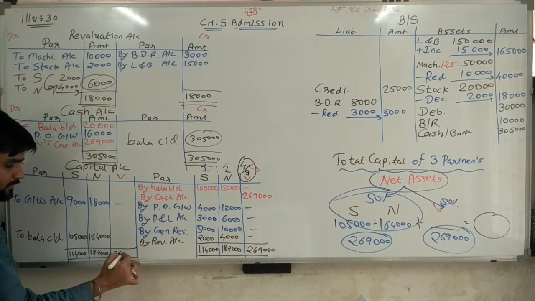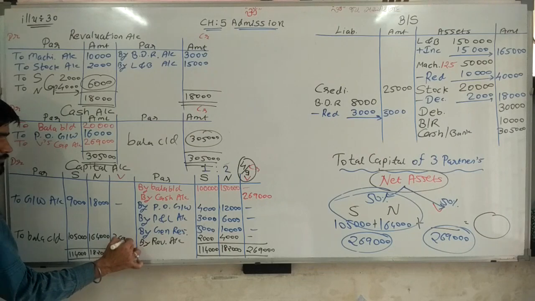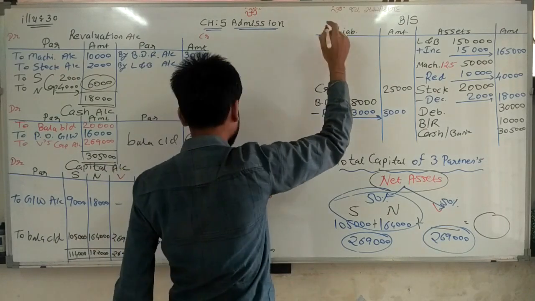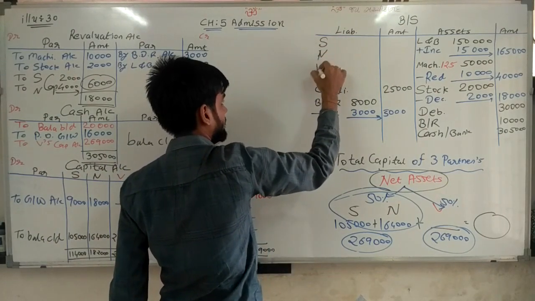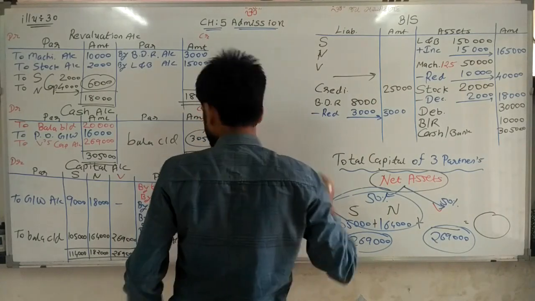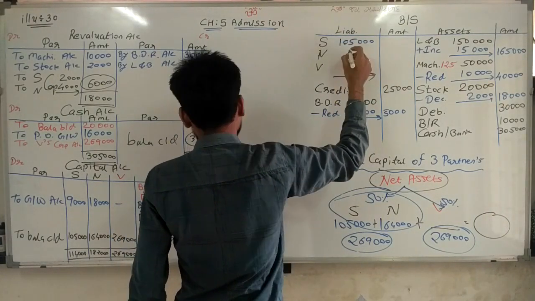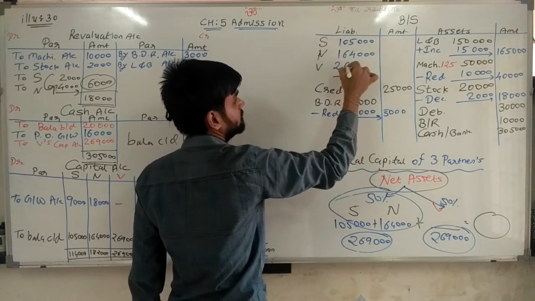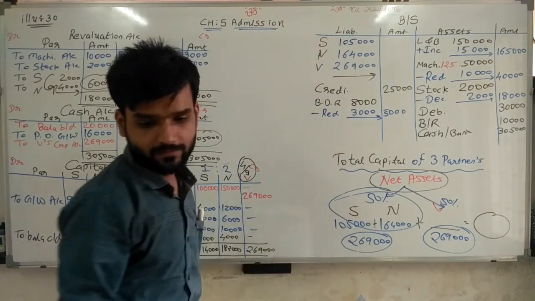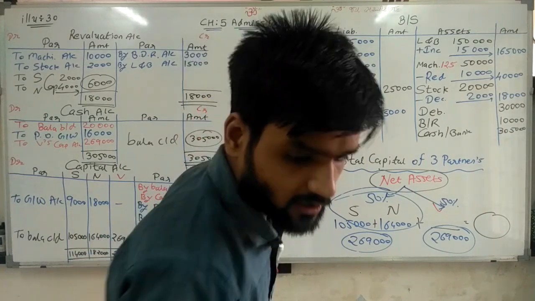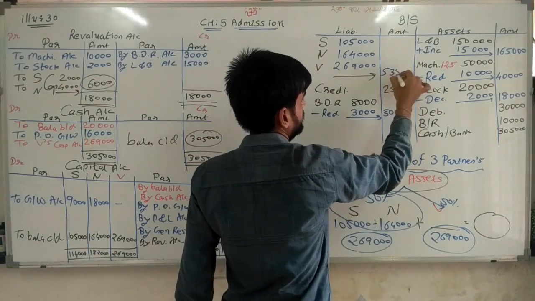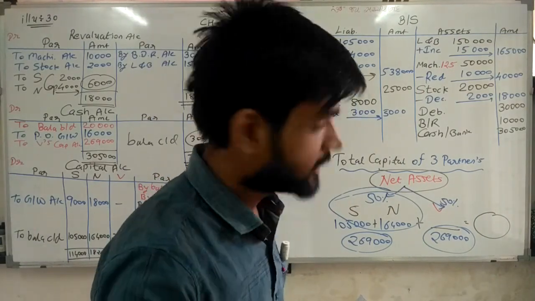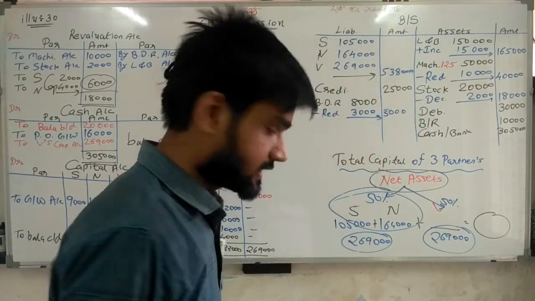269,000 is the balance credited, but credit is here, so we have to write here S, N and V: 105,000, 164,000, 269,000. So the total of these three, if we make the total, our answer is 538,000. 105, 164, 269 makes 538,000. 25,000 and 5,000 as it is. Total of this is 568,000.